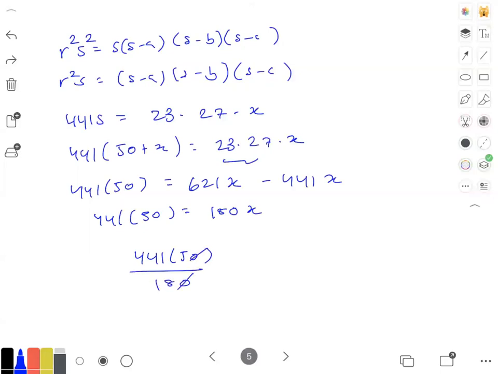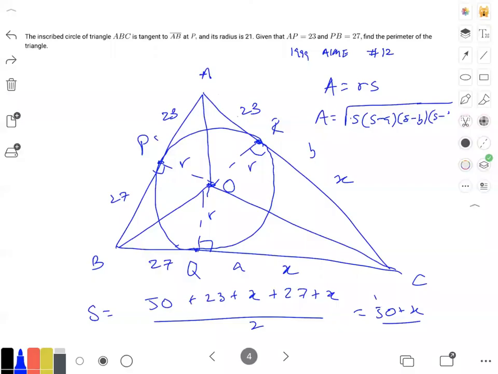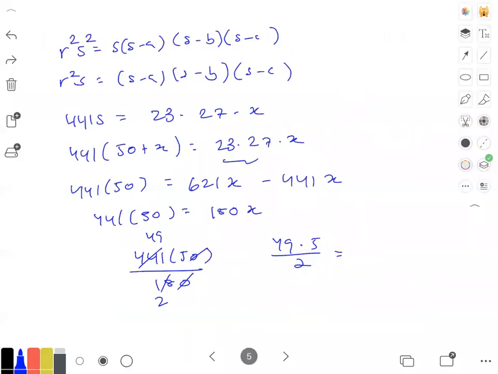All right, so now divide 441 times 50 over 180. Let's see what we get. Bam, bam. And then 441 is divisible by 9, so this becomes a 2. This would become 49. Yeah, 49. So 49 times 5 over 2. What was the question asked for? It asked for the perimeter of the triangle. So I know that the perimeter would be 2 times the semi-perimeter, which is 100 plus 2X. So I have X in this form. So 100 plus 2 times this would be 100 plus 49 times 5, which is 345.